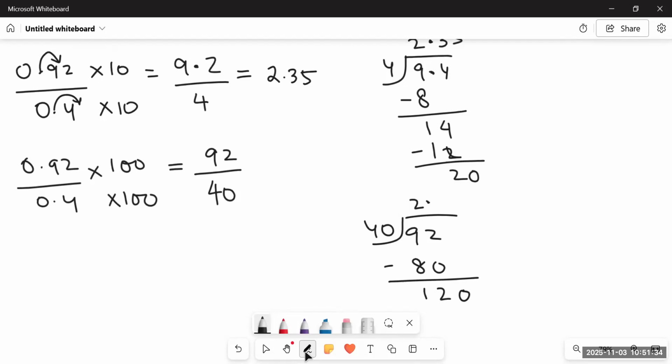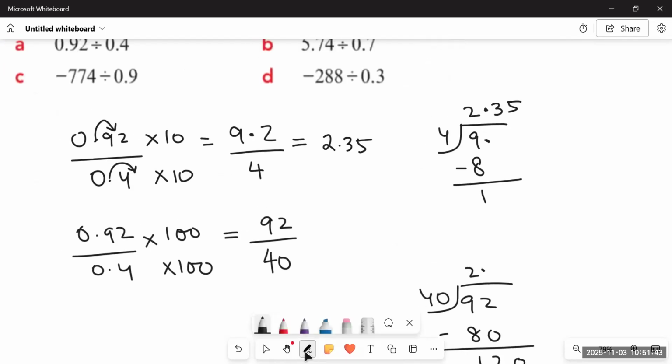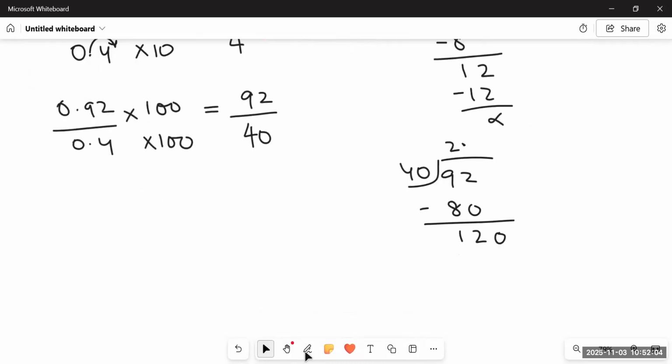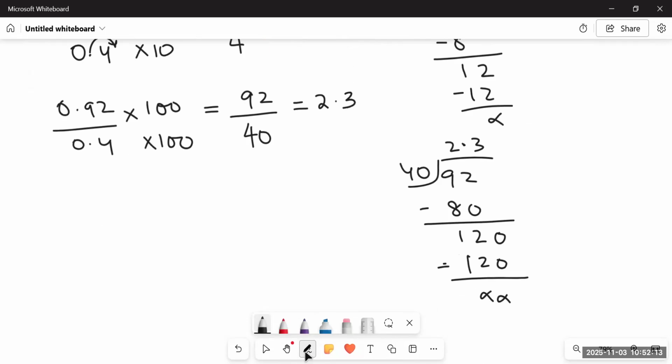Wait. Oh, we took 4 over there. It was not 4. Actually, uh-oh. That was 9.2. So when we multiply 4 by 2, it becomes 8. 1 comes down. And when we put 2 over here, it's 2.3 actually, not 2.35, because it was 9.2. Right? Same thing comes here. 4 threes are 12. So 40 threes are 120. And we are getting the same answer in both cases. Okay?